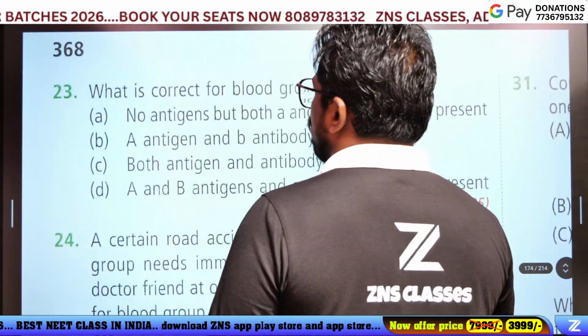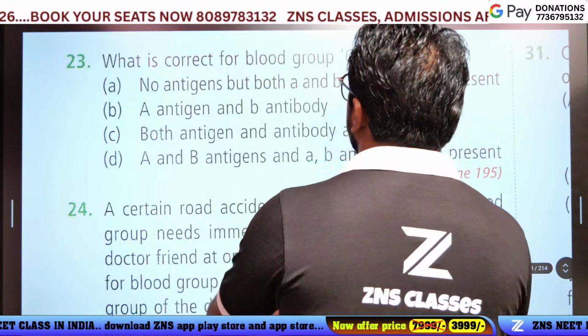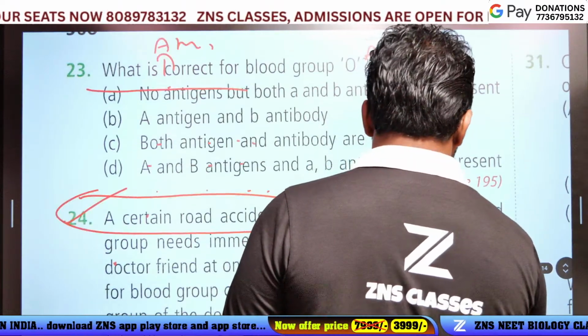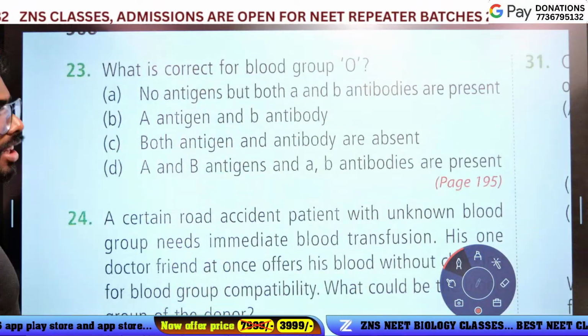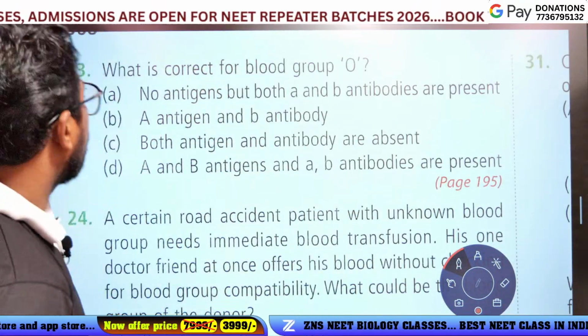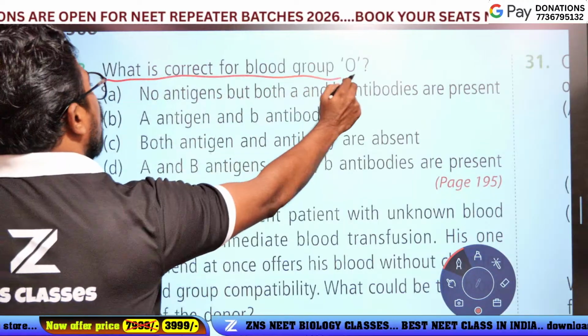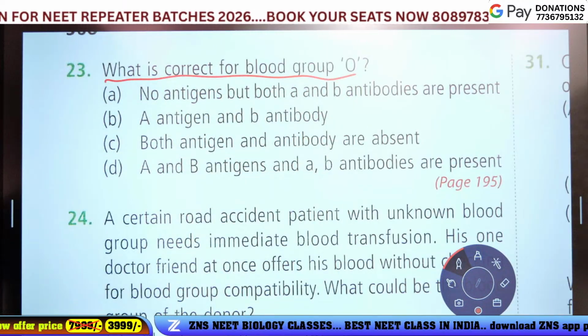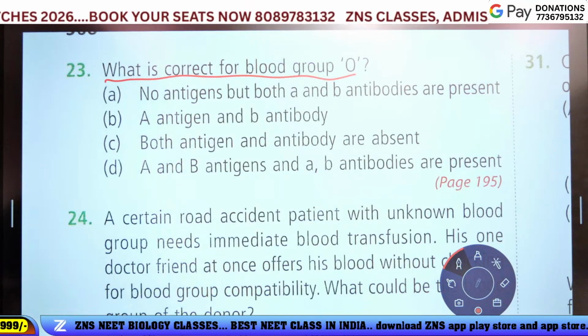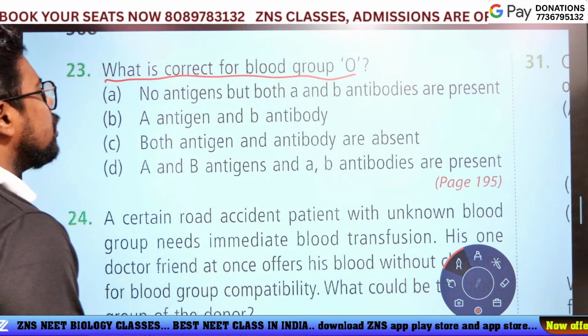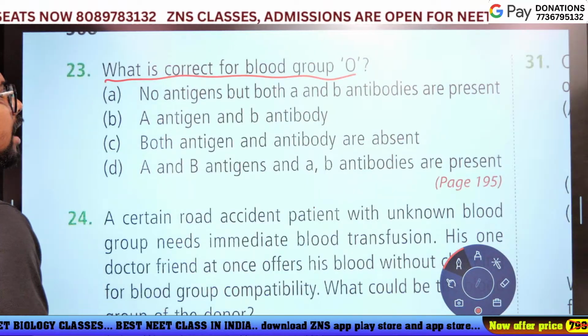The next one, 23. What is correct for blood group O? No antigen, but both A and B antibodies are present. Yes, correct. O group has no antigen, and both A and B antibodies are present.